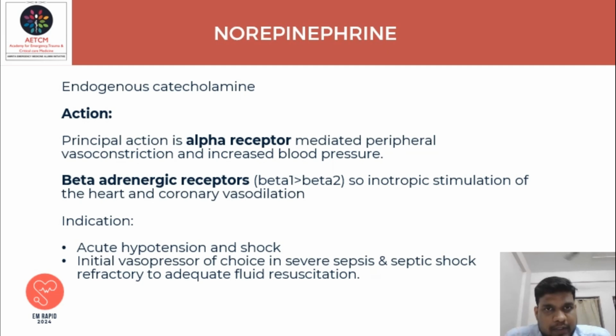Then the important one is norepinephrine. It is an endogenous catecholamine. Action of norepinephrine: the principal action is alpha receptor mediated peripheral vasoconstriction and increased blood pressure. As for beta adrenergic receptor action, beta 1 is more than beta 2, so there is inotropic stimulation of the heart and coronary vasodilation.